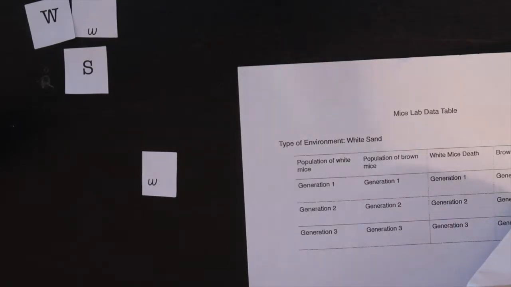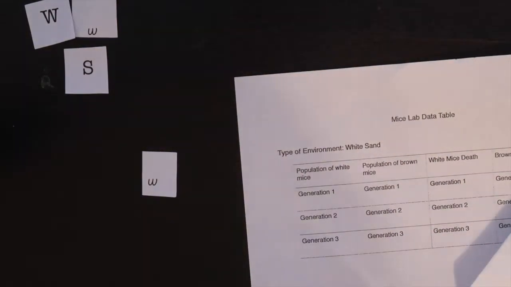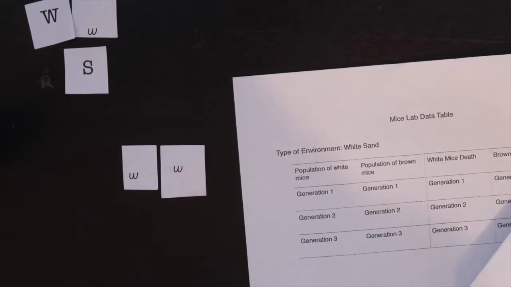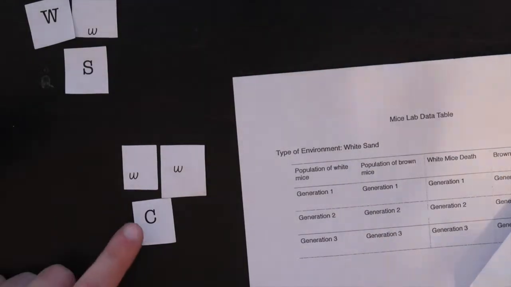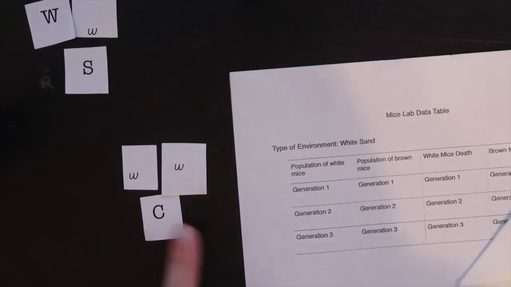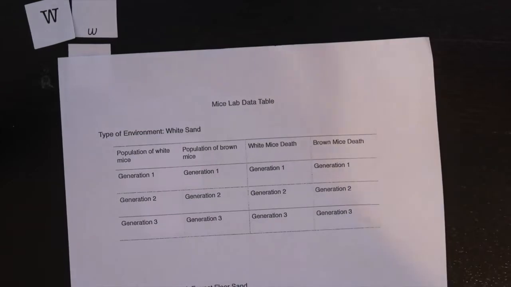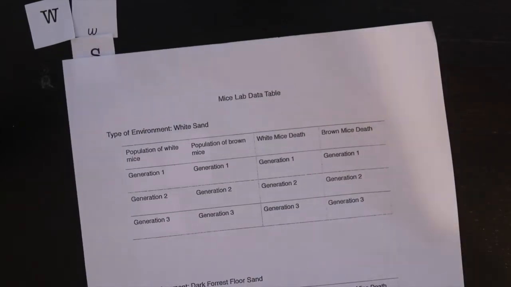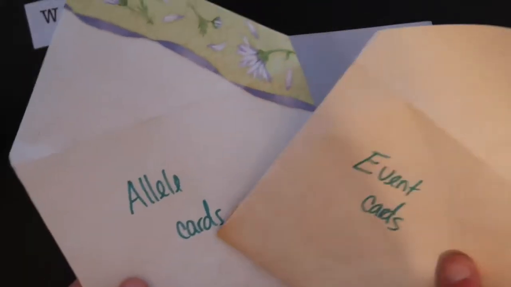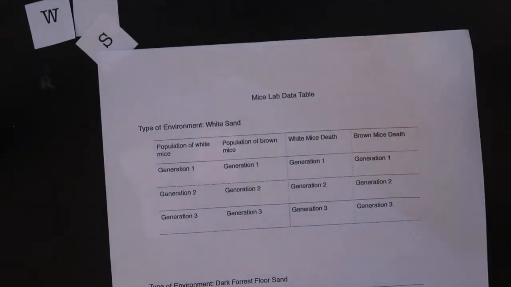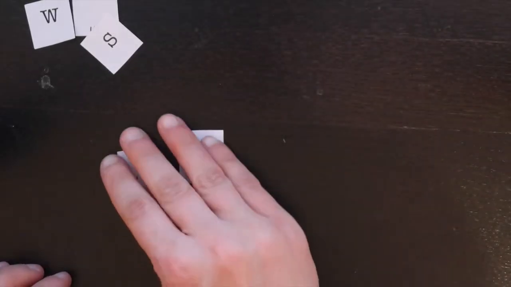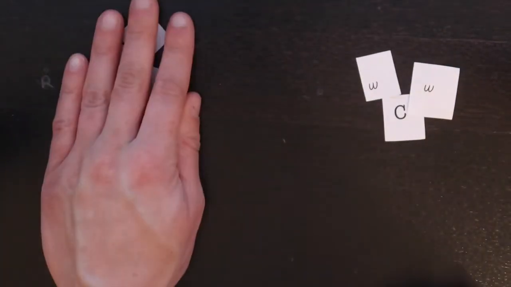So if we have two lowercase w's, that is going to be a brown mouse. If we pull out a C contrasting card, it is going to die because it does not blend in with its environment. So since it dies, go ahead and put a tally mark there under brown mice death. I'll skip ahead so you don't have to see me pull out two cards of here and two cards of here, but basically the whole bag is going to be the allele cards. Since this one died, we have a dead mouse pile and a living mice pile.